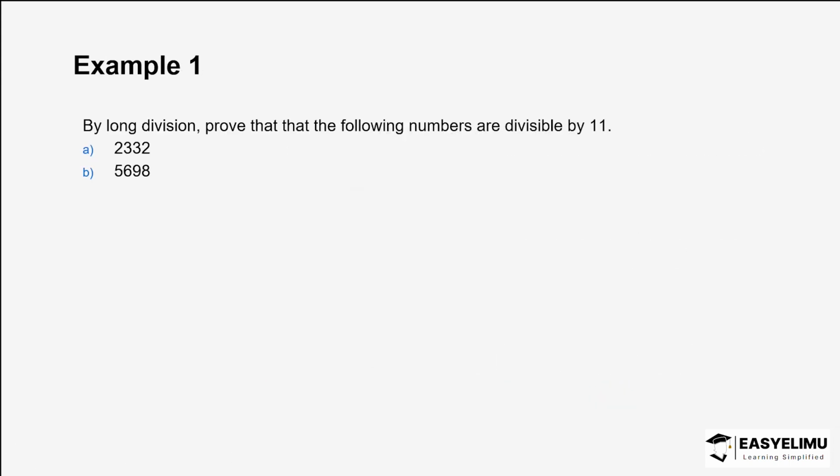So we want to look at the first example here. By use of long division, we're supposed to prove that the following numbers are divisible by 11. So we'll not use the test here, but the long division method, which is part of what you covered in our previous video, and you can always check to see how that is done. So you do that. 11 is the divisor. 2332 here is the dividend.